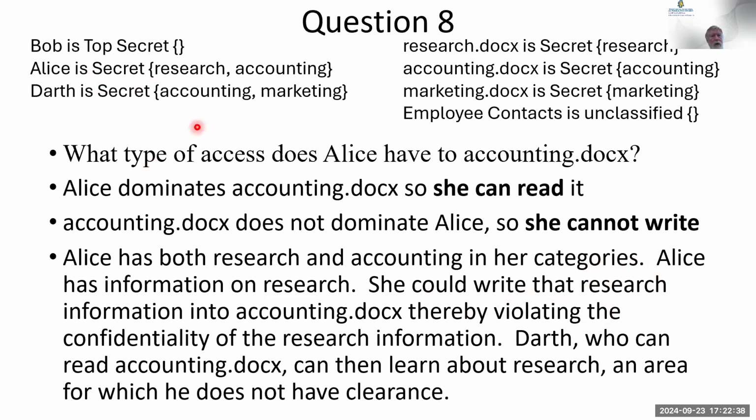In other words, Darth could see information about research because Alice might possibly write some research information into the accounting document. Darth could then read the accounting document and find research information that he's not allowed to have. And the whole purpose of Bell-LaPadula, of mandatory access control, is to keep information from leaking out. It's confidentiality.